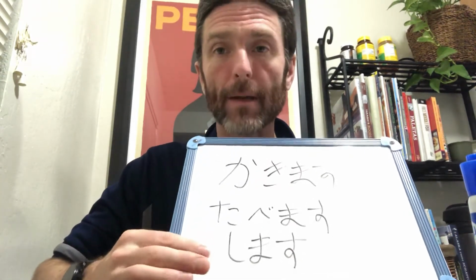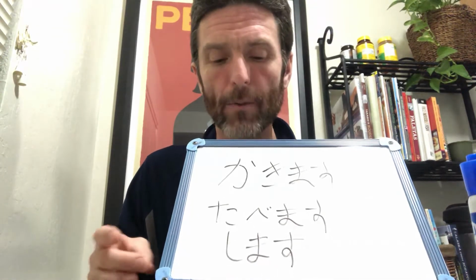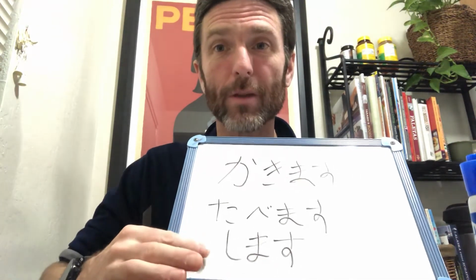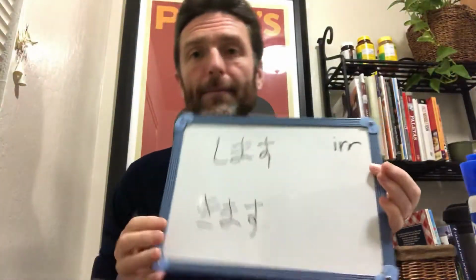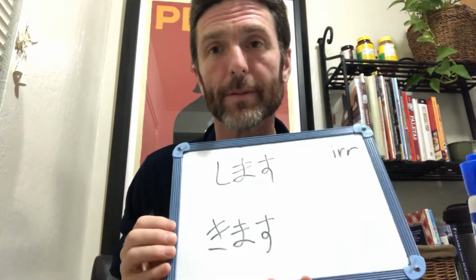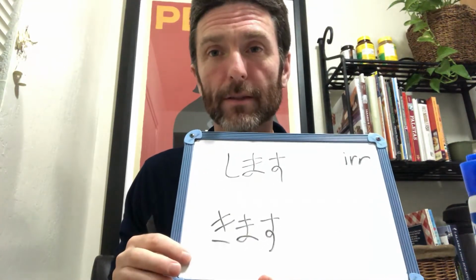So these are the 3 different types. We're going to go from the bottom to the top, mostly because it's most straightforward that way. So we're going to start out with the group 3 or the irregular verbs, okay? So, you with me? All right. So, how do we recognize irregular verbs? Well, there's 2 of them, shimasu and kimasu, okay?